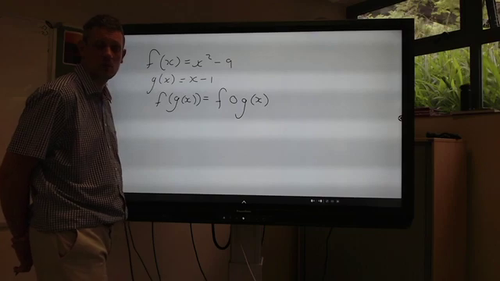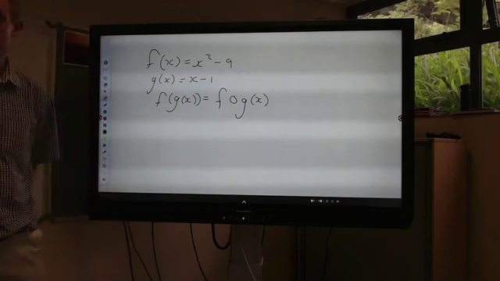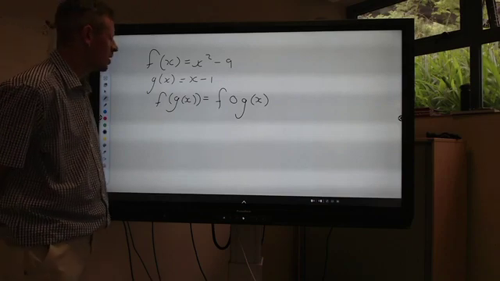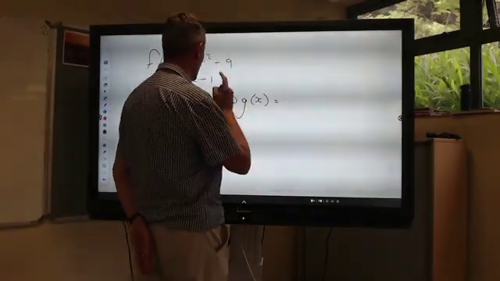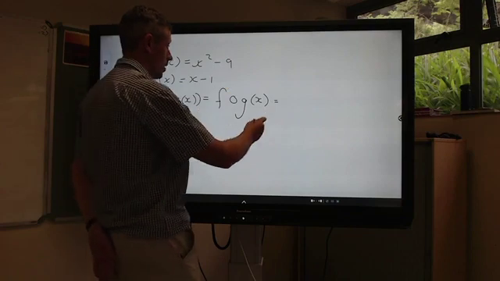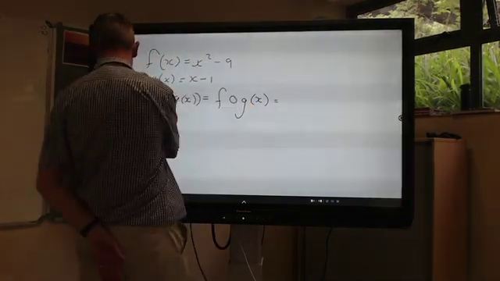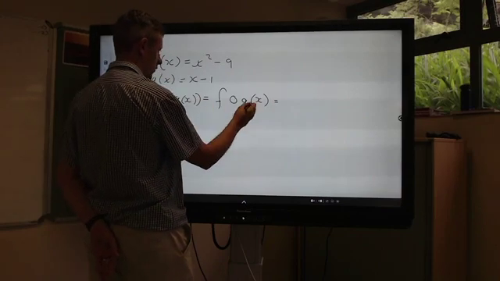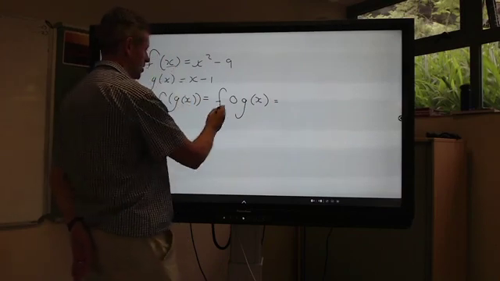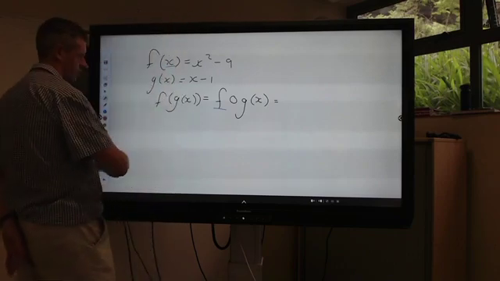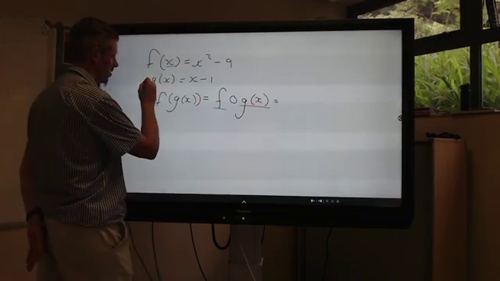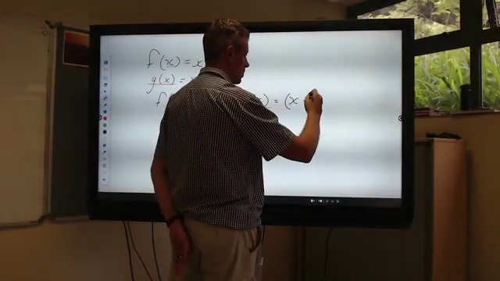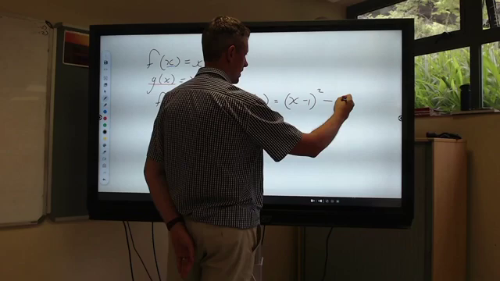Is the circle like a symbol? Yeah, it's literally a circle. f circle g of x. And this means replacing every x in f of x with g of x. So the answer to this is x minus 1 squared minus 9.